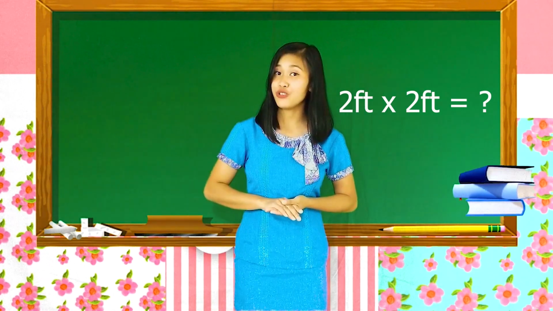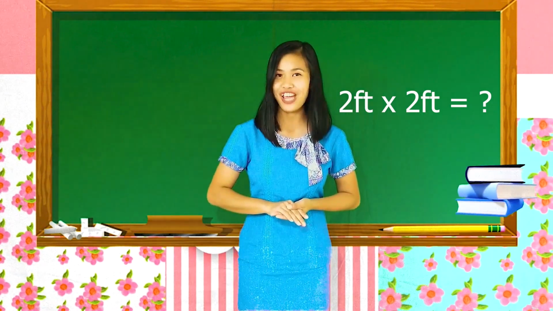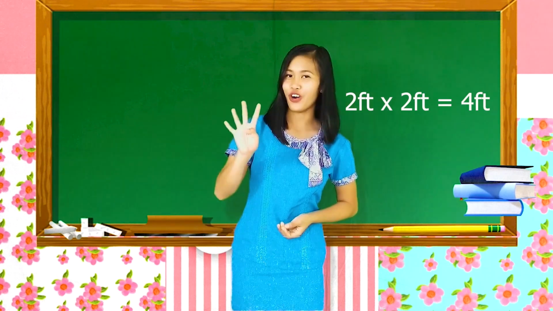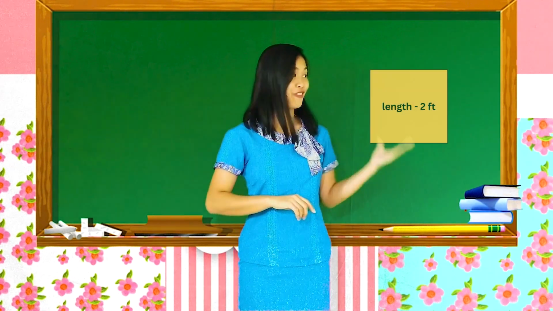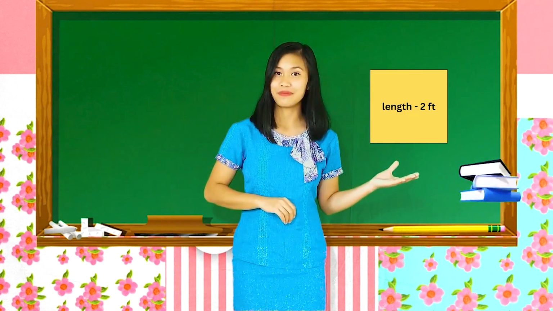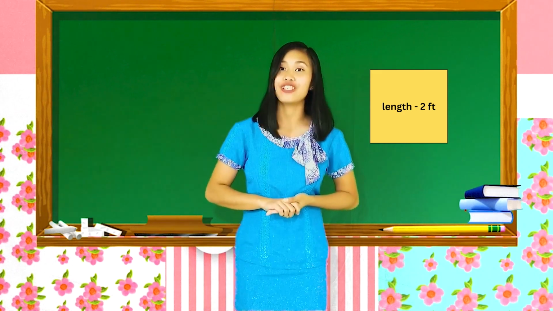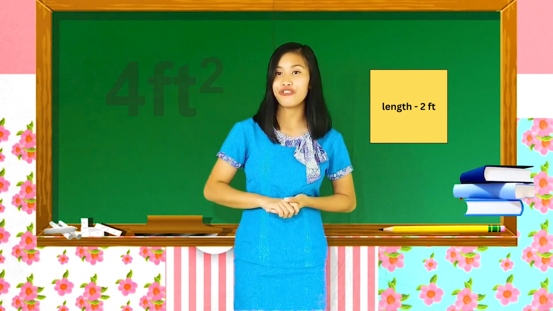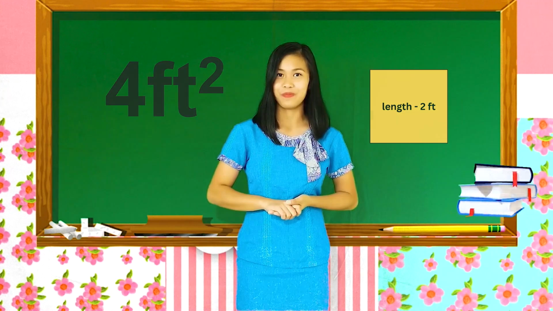And what is 2 times 2? Very good. It's 4. So what is the area of this square? The area of this square is 4 feet squared. Now, can you do it on your own?